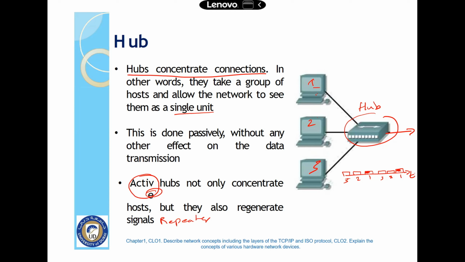The output will be the same. Active will regenerate the signal or give amplification to the signal. So that's the main difference between active and passive hubs. Keep that in mind. By the way, is everything clear?